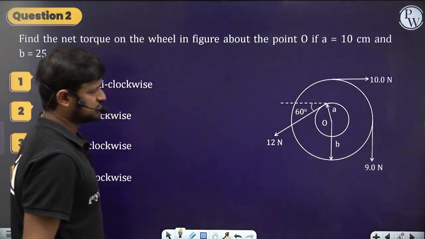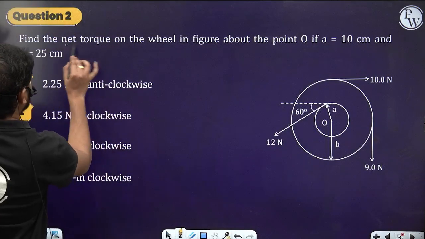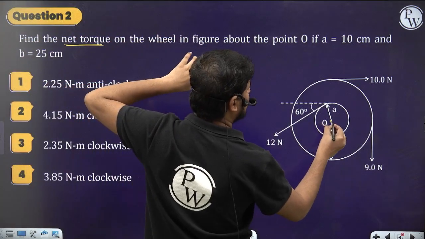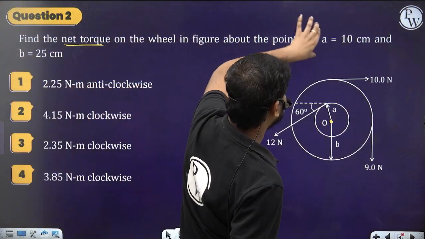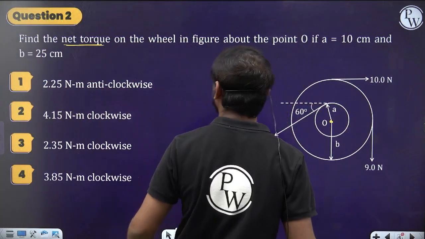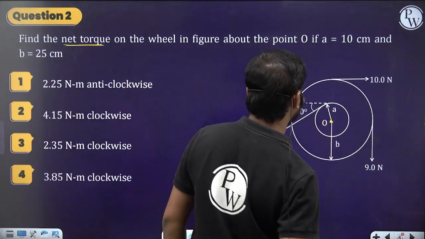So let's try this question on your own guys. Find the net torque. We have to find the net torque on the wheel about the point O, about the center point O. If A is 10 centimeters, the inner circle radius, and the outer circle radius B is 25 centimeters.